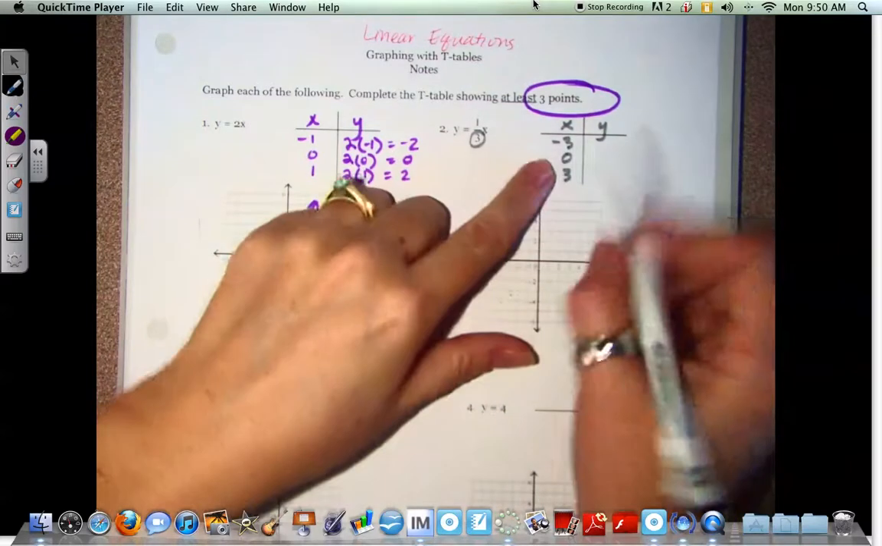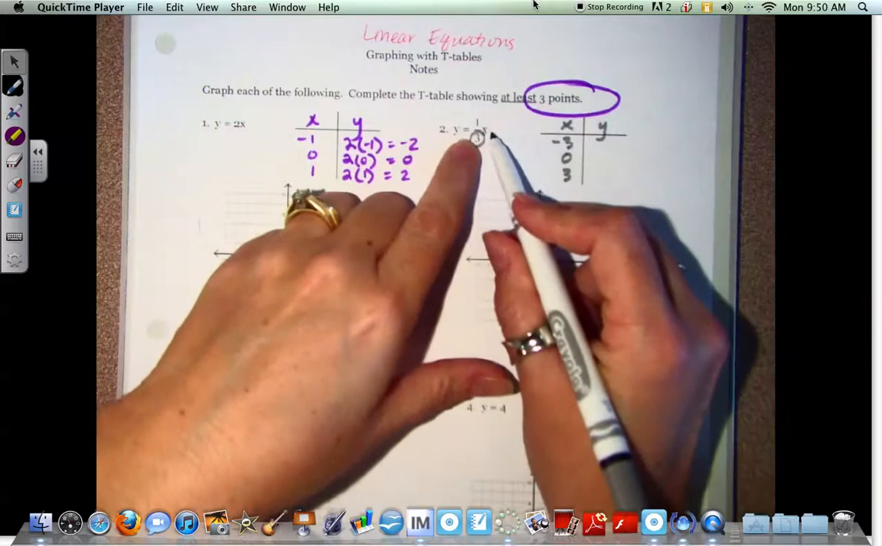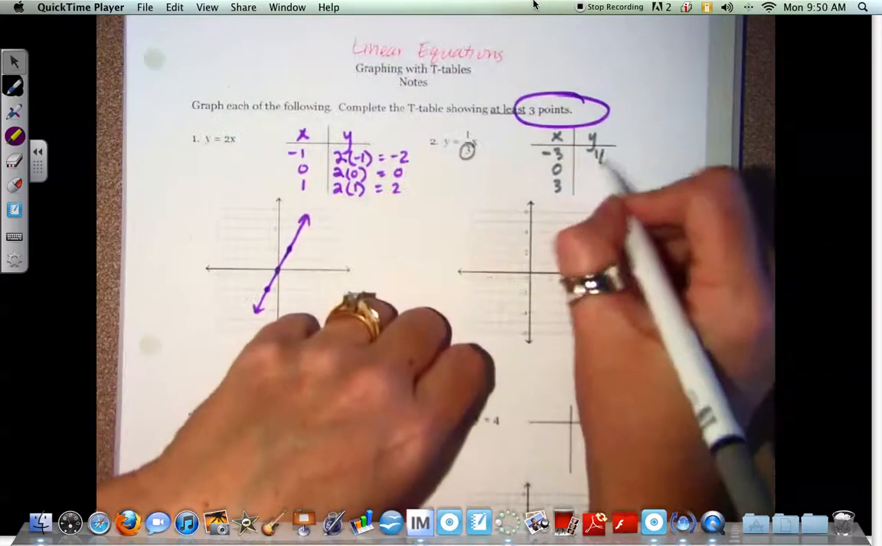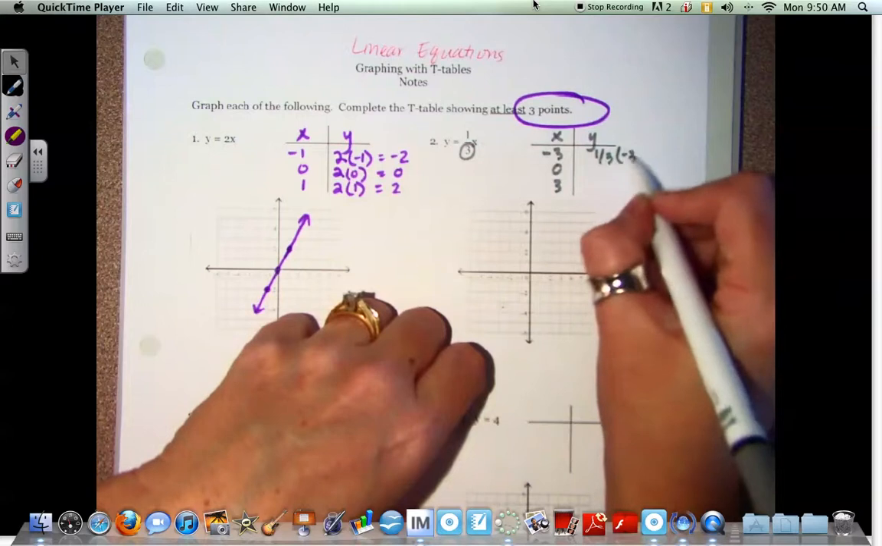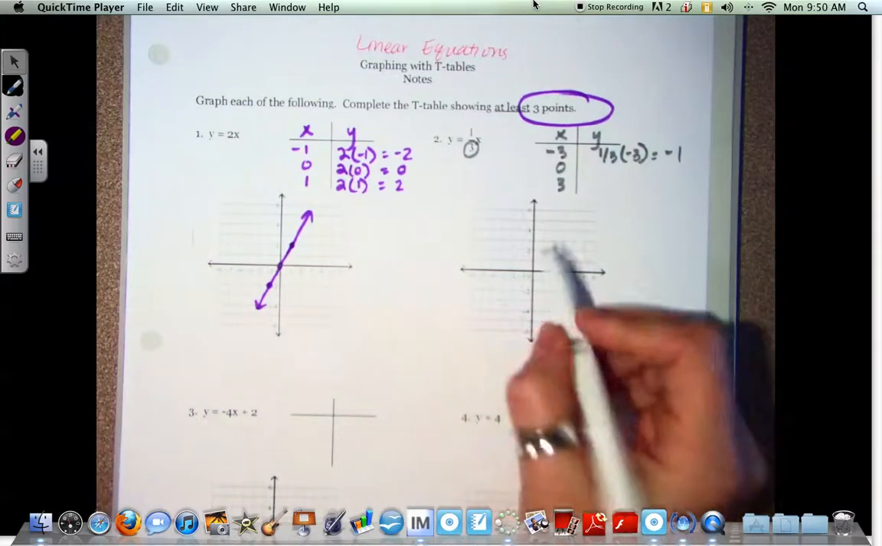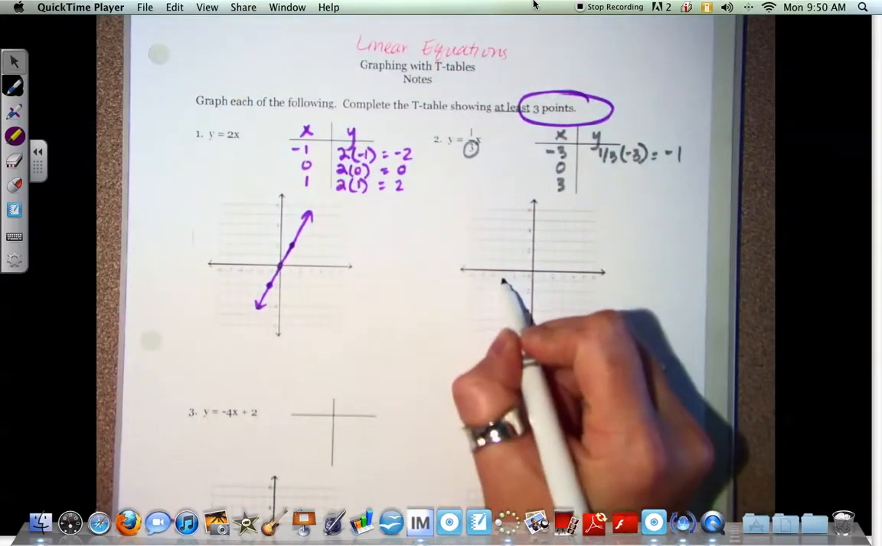All right, I'm going to take my x value and substitute it into the equation in place of x. So I have 1/3 times -3. What does it equal? Not 1. -1. Yes. That one's obvious. So what's my coordinate? -3 and -1. So I go to the left 3 and down 1, make my point.